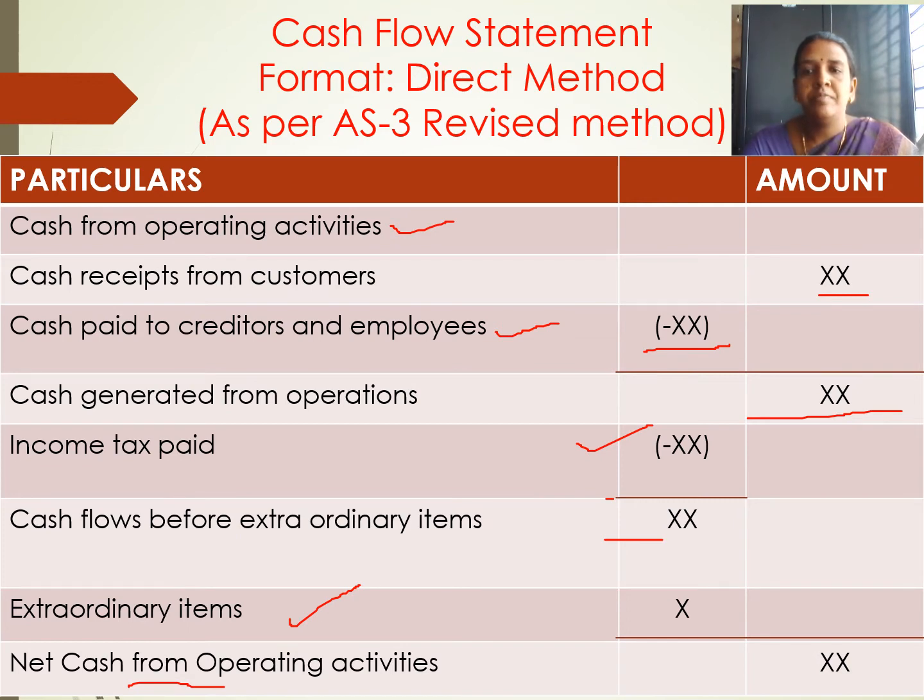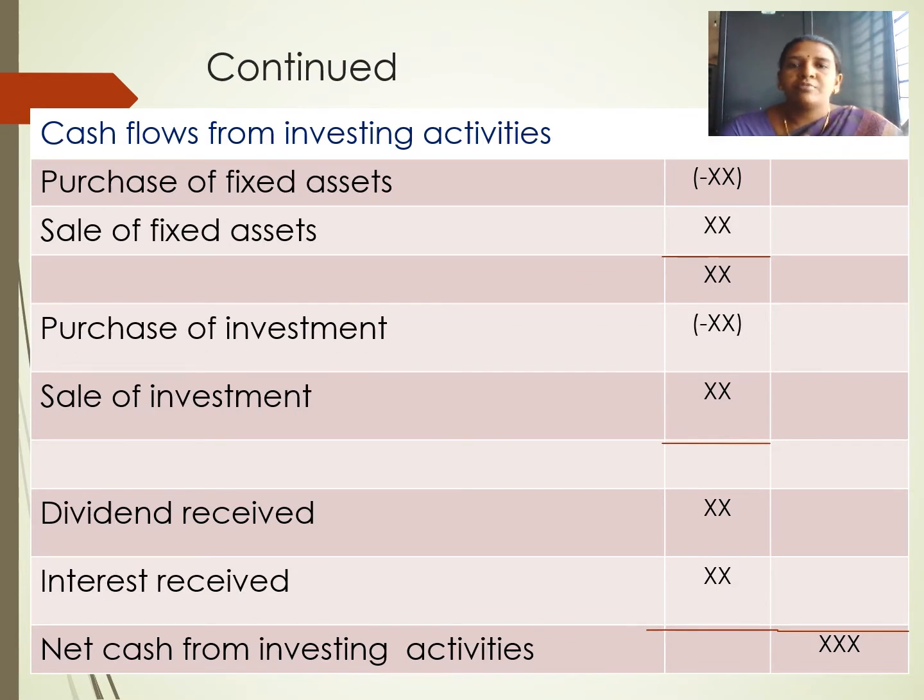The next one is cash flow from investing activity. Here, by investing in fixed assets, the cash goes out of the business organization, so we will take it with a negative symbol. And if we sell the fixed asset, cash comes into the business organization, so it will come with a positive symbol. Then again, purchase of investment is also a long-term asset, so by purchasing investment, cash goes out of the business organization, so it is with a negative symbol, so we have to write the negative symbol in a bracket.